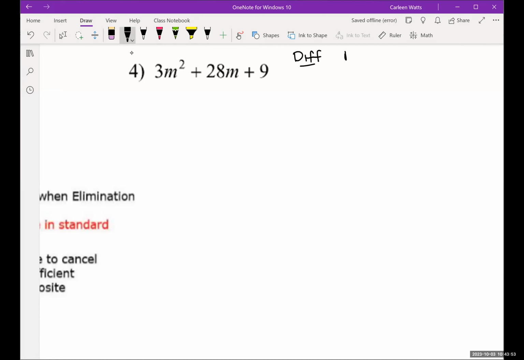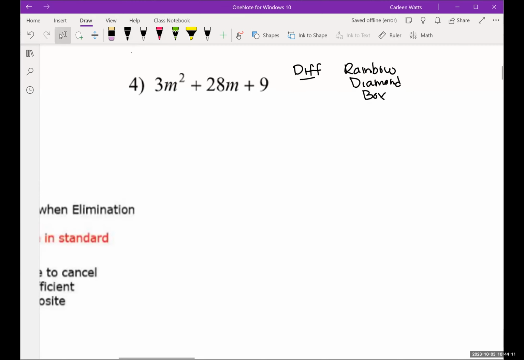So in a difficult problem, we're going to go rainbow, diamond, box. If it's in the difficult category, we have to do rainbow, diamond, box. So switching colors, there's my rainbow. And what am I going to do with the 3 and the 9? Multiply. So I'm going to get 27. What's my next step?